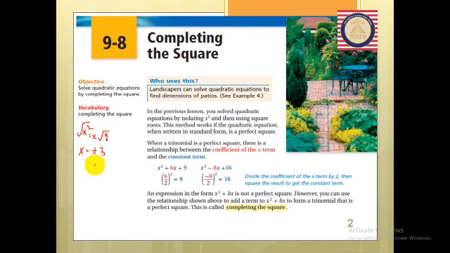Okay, today we're going to use completing the square, because we said that getting the square root is such an easy way to solve the equation. So let's see here, when a trinomial is a perfect square, there is a relationship between the coefficient of the x term and the constant term.